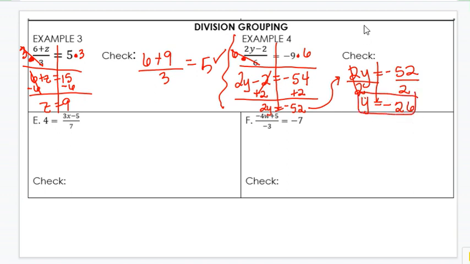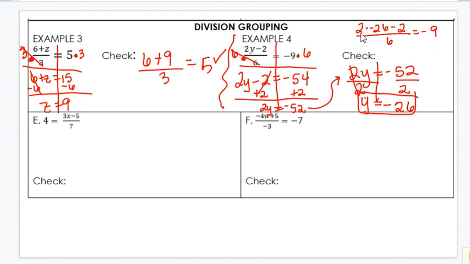Let's see if this one checks out. So we're going to do 2 times negative 26 minus 2 divided by 6 equals negative 9. Now when you put this in your calculator, you may have to put the top part in first and press enter and then divide that answer by 6 to see if it equals negative 9. Or you can just do 2 times negative 26 minus 2 in parentheses and then divide by 6 and hit enter, and it gives you negative 9.